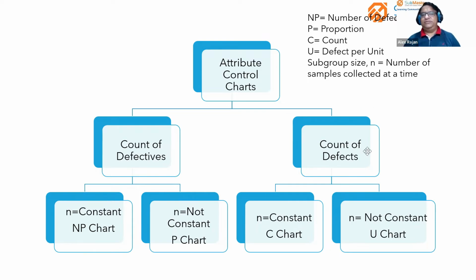If we are counting the defects on the process, if the subgroup size is constant, we use the C chart when the defects are constant. The U chart is used when the subgroup size is not constant.